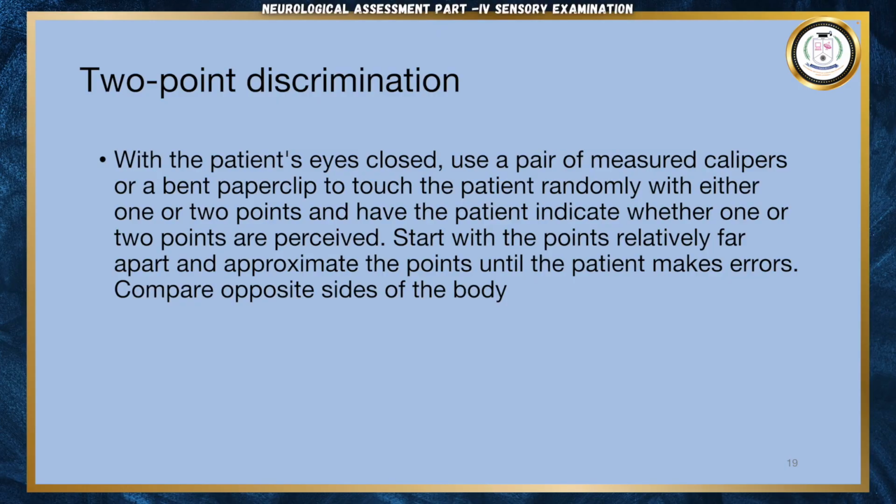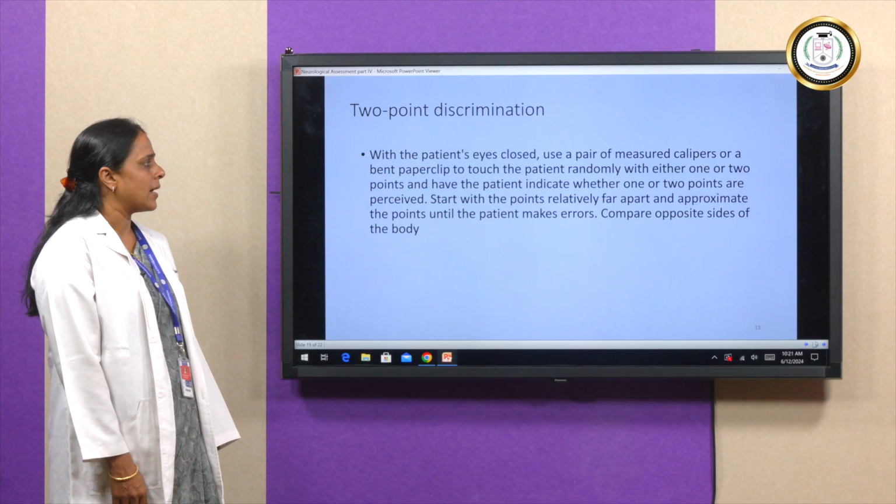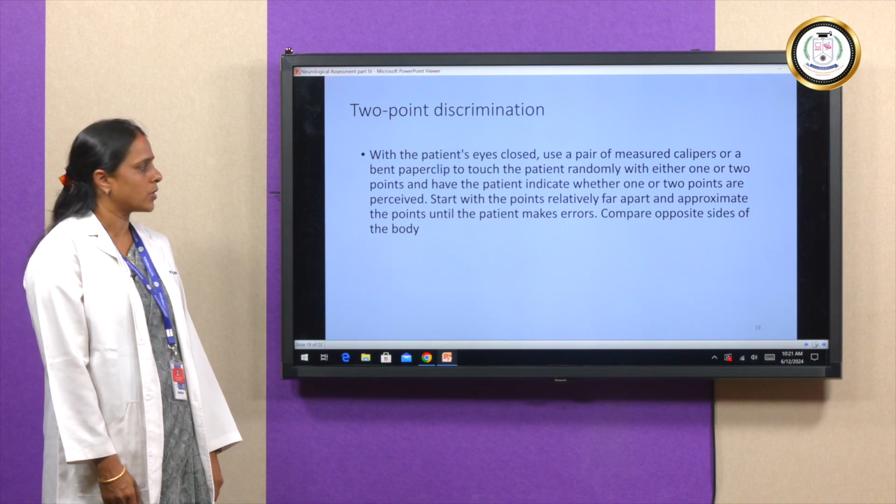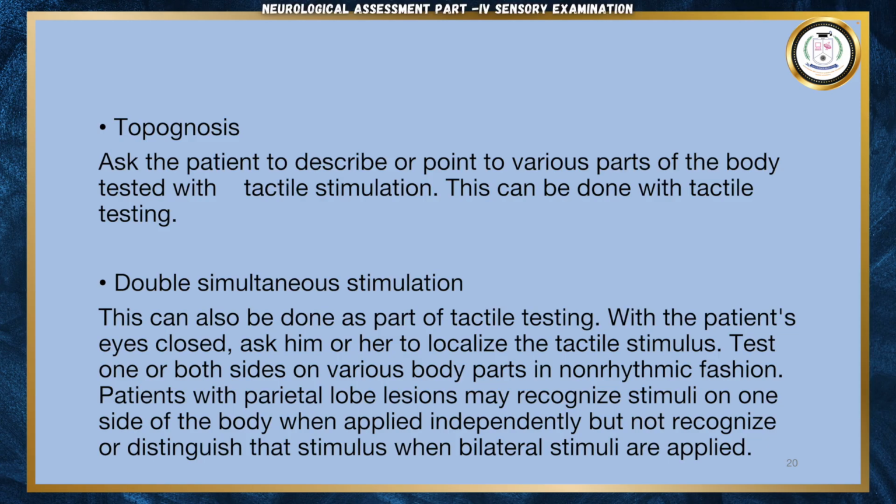Two-point discrimination. With the patient's eyes closed, here we use a pair of measured calipers or a bent paper clip to touch the patient randomly with either one or two points, and we ask the patient about the response. Topognosis. Ask the patient to describe or point to the various parts of the body being tested.